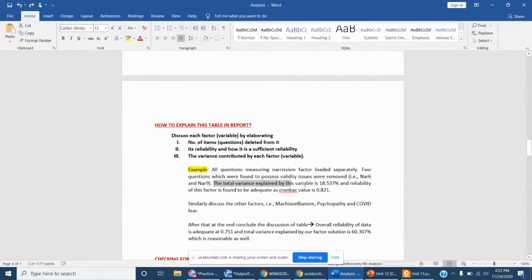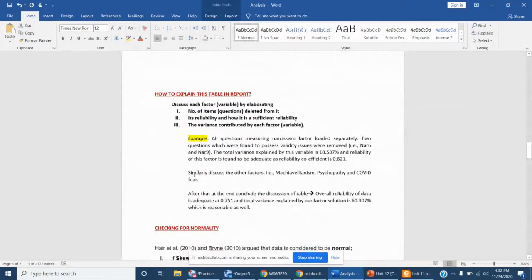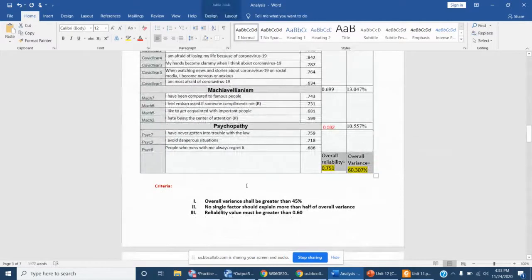The total variance explained by this variable is 18.537%, and the reliability of this factor is found to be adequate, as the reliability coefficient is 0.821 as shown in your table. So this is good. Similarly, we will discuss other factors as well. At the end of the discussion, we will conclude that overall reliability of data is adequate at 0.51, and the total variance explained by our factor solution is 60.307%, which is reasonable as well. So we will explain these two values as well.